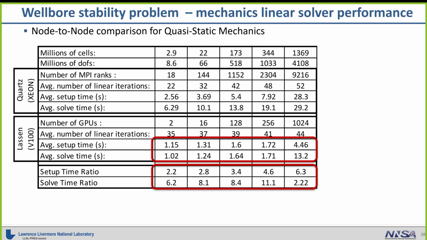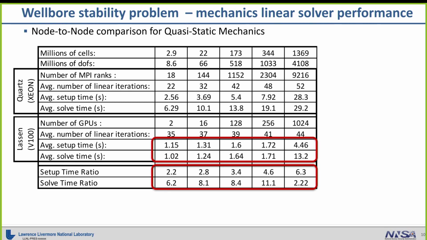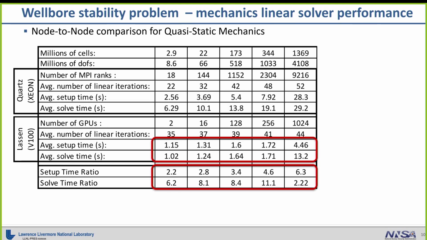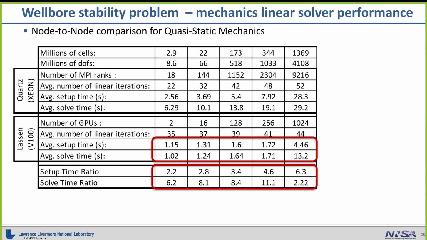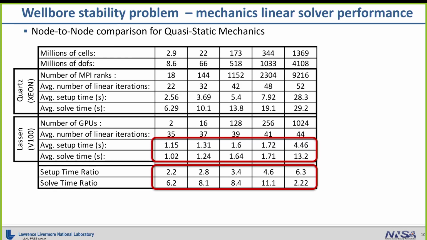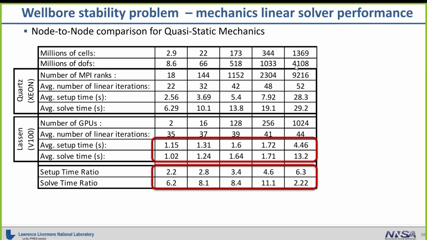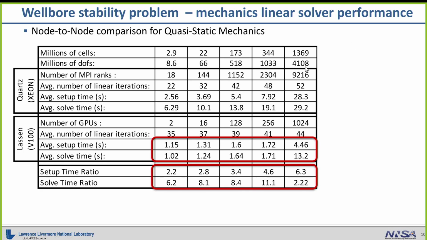So this is a weak scaling study, a node-to-node comparison for quasi-static mechanics. This scaling study goes from about 3 million cells to 1.3 billion cells. For mechanics, that's about 4 billion degrees of freedom at the top.